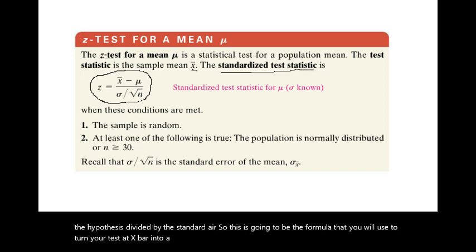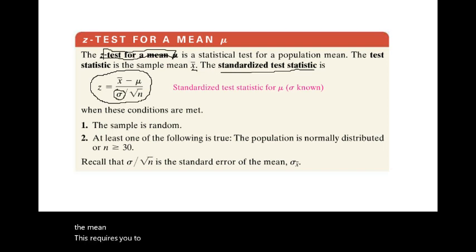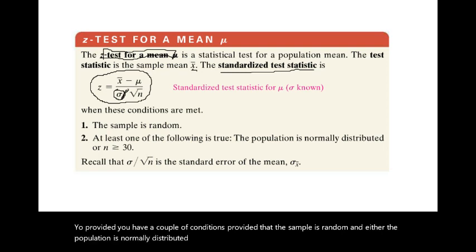And remember, this is for a z-test for the mean. This requires you to know sigma. If you do not know sigma, you can't use the formula that uses sigma. But the z-score is going to be the sample mean x bar minus the mean in the hypotheses mu, divided by sigma, the population standard deviation, divided by the square root of n, the sample size. Provided you have a couple of conditions, provided that the sample is random, and either the population is normally distributed or the sample size is greater than or equal to 30.